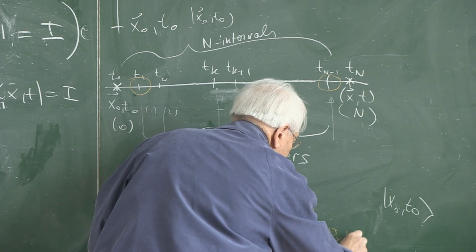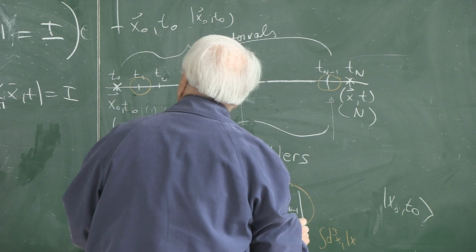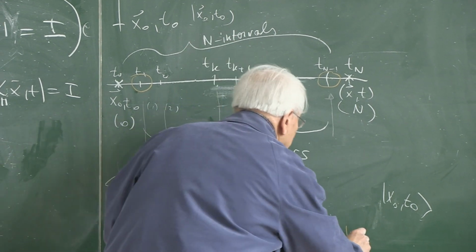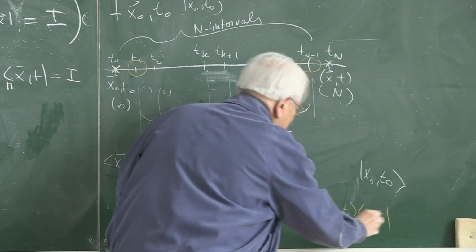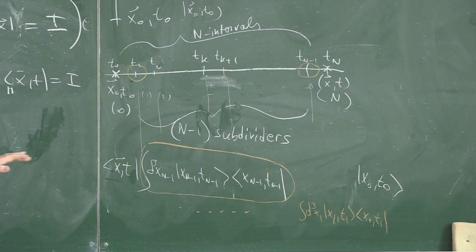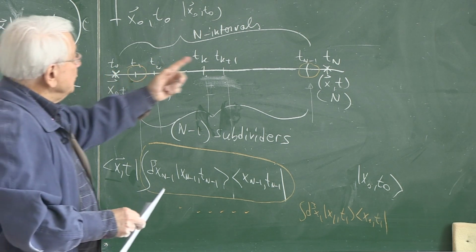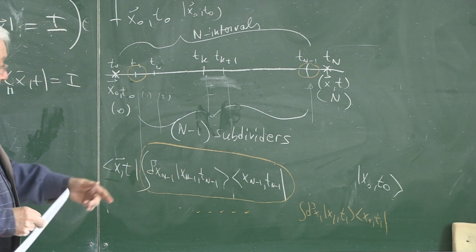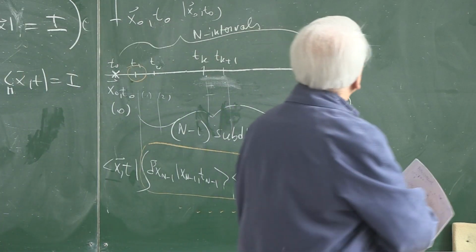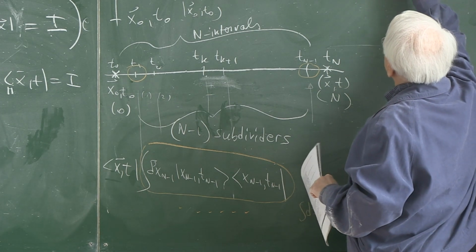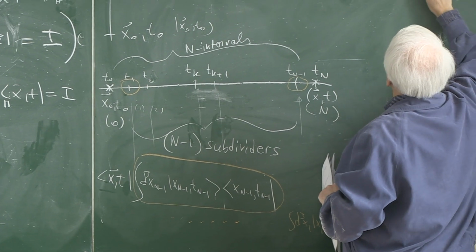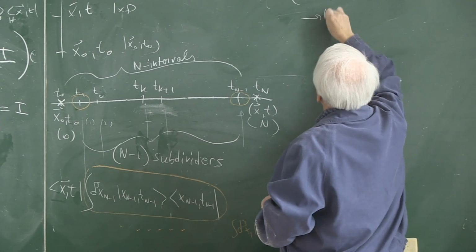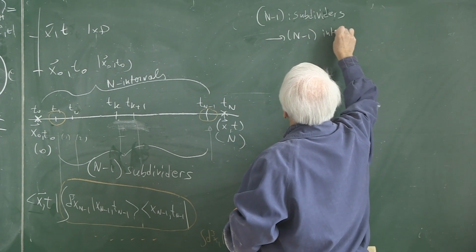Integral d cube x1, that's 1, right? Yeah, that's 1. |x1, t1><x1, t1|. And all the others are to be inserted accordingly. For each point, I insert an identity. How many? 1 to n minus 1. So how many integrals? N minus 1 integrals. Important: n minus 1 subdividers, thus n minus 1 intermediate integrals.